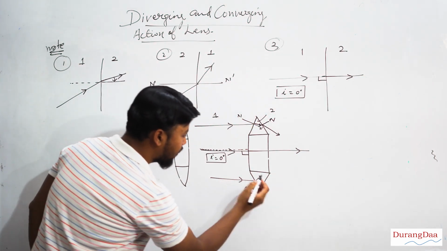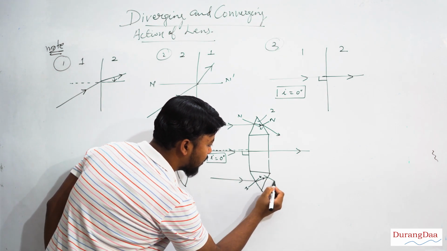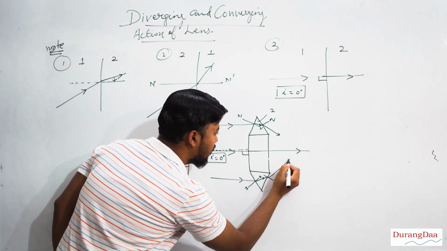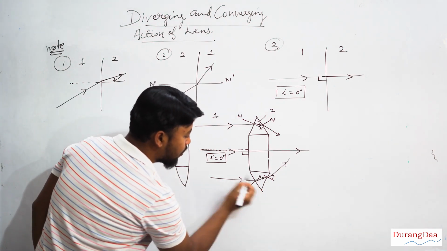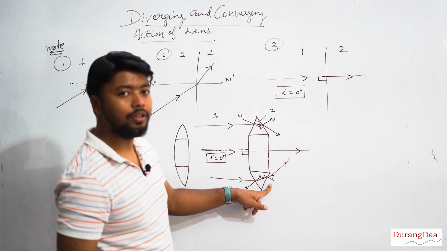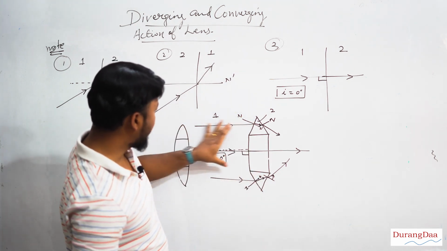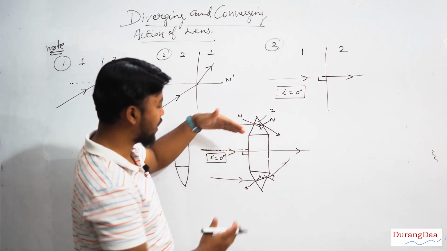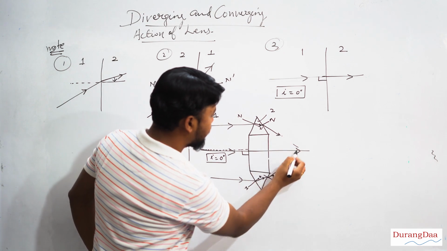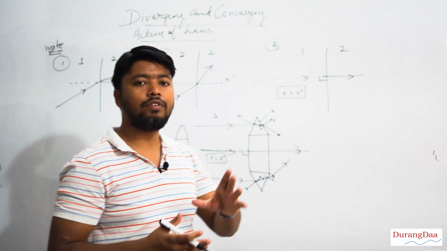For the third one, again it will bend towards the normal, and as it is coming out, again it will bend like this, away from the normal. Here it bent towards the normal and again away from the normal. So if you see this, all the parallel rays, after suffering refraction from a convex lens, are actually going to meet at a single point. That means they are converging. This is what converging really means.